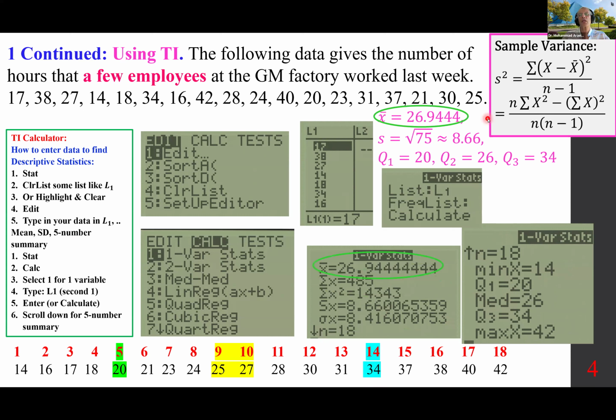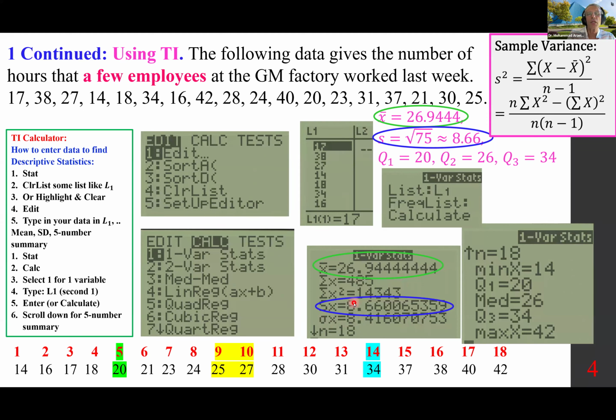First, this was the X bar we calculated. This is the X bar they give us. Second, this was the standard deviation we calculated. This is the standard deviation. Please pay attention to S sub X versus sigma sub X. They do calculate both of them.